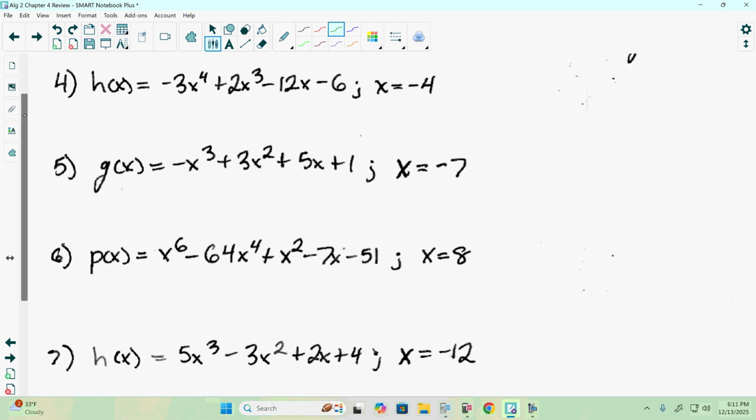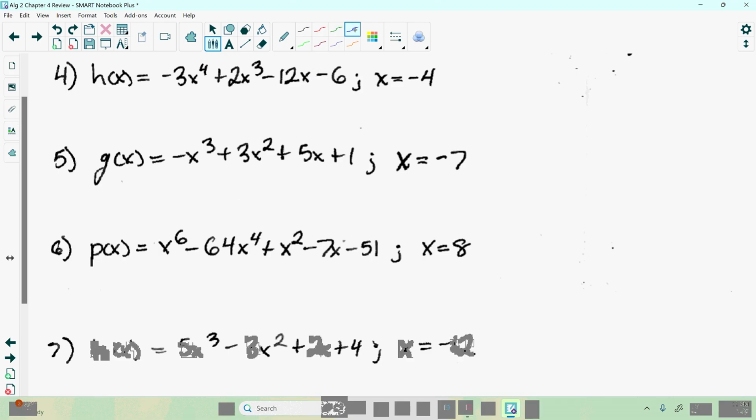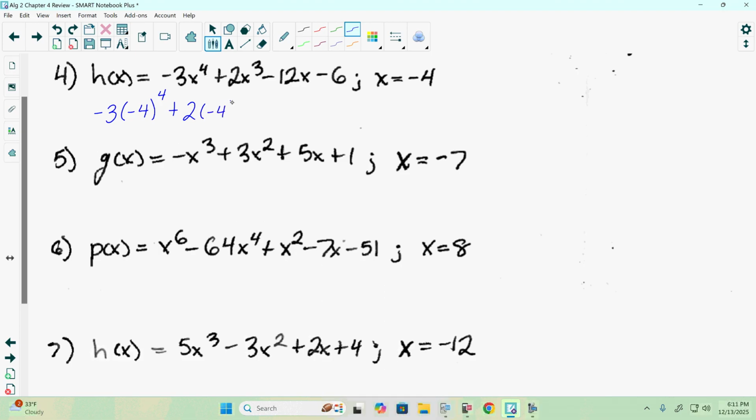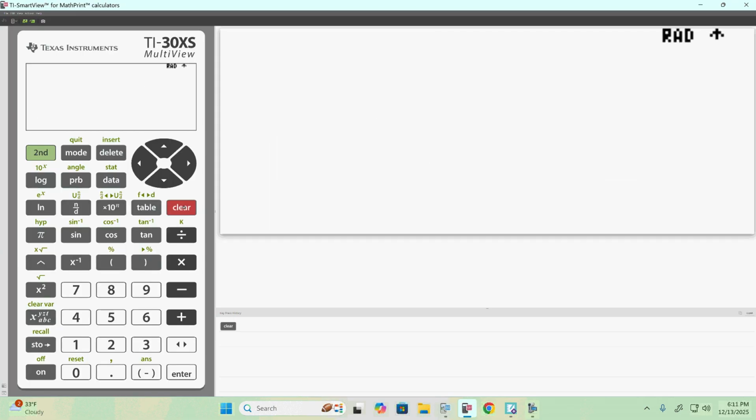Now, problems 4 through 7 state evaluate each function for the given value. So we're given this equation, and we're going to replace every x in h of x with negative 4. At this point here, I just grab the calculator and let's type the whole thing in.